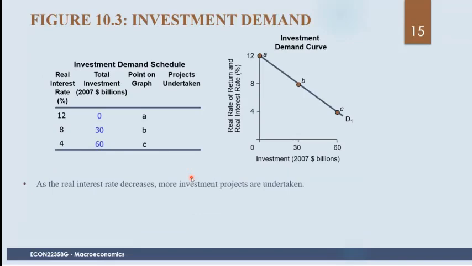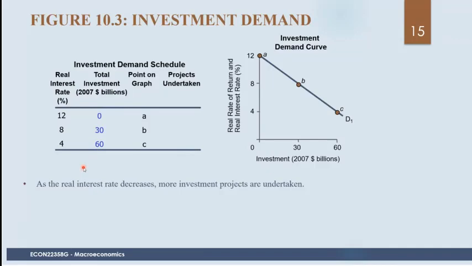So an investment demand curve, this is very straightforward. It's just a downward sloping curve. On the horizontal axis, you have the amount of investment, and then on the vertical axis, you have the real rate of return and real interest rate. So if the real interest rate is, say, 12% in this example, then you wouldn't have any investment. If it falls to 8%, then you would have $30 billion, etc.